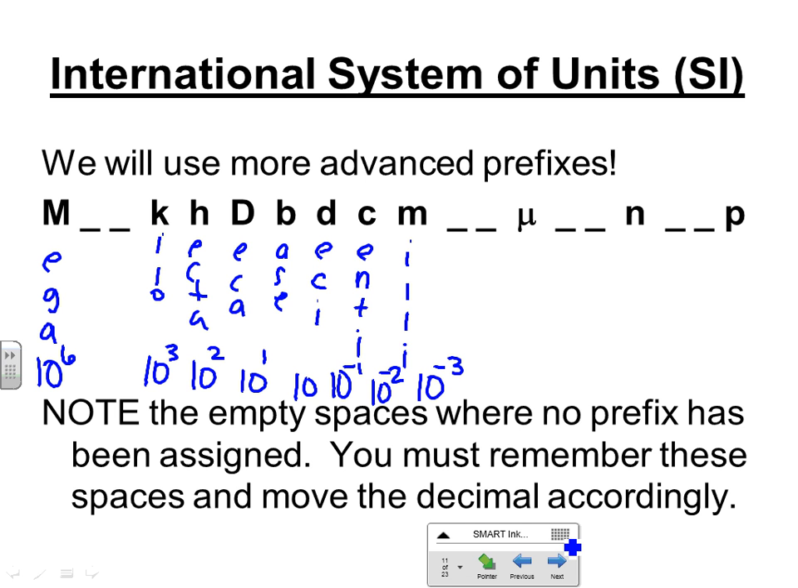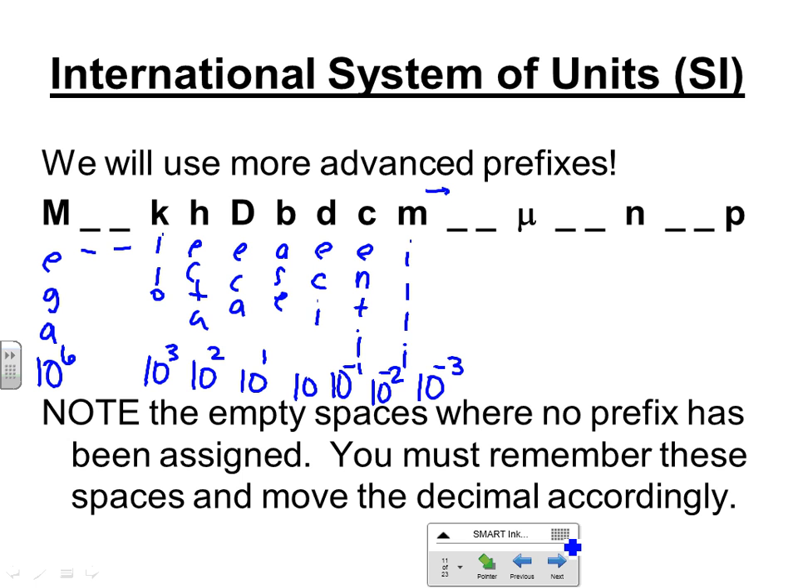You'll see that these spaces are here. There are no prefixes that correlate with those spaces or those blank spots, but you will see that you go from 3, 4, 5, 6. So 10 to the 3, no 4, 5, but you do have 10 to the 6. Same on the back side.